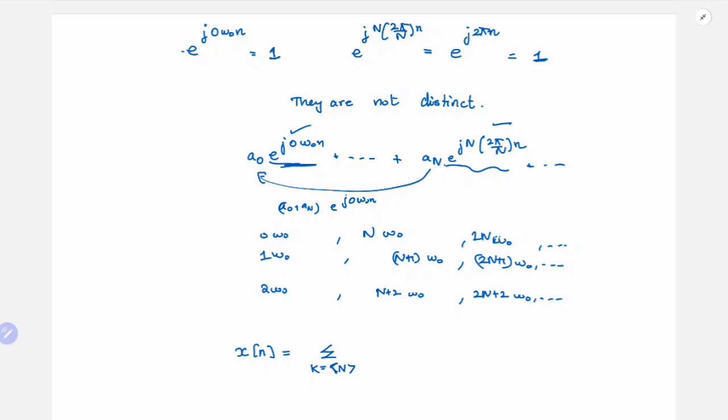So I'll represent it like this, which means the summation is over only n samples. It can start from anywhere, right? But it should only extend over n samples. So then I have some coefficient, let's say a_k, and I have e power j k omega naught n. And this omega naught is nothing but 2 pi over N, and N is your fundamental period.